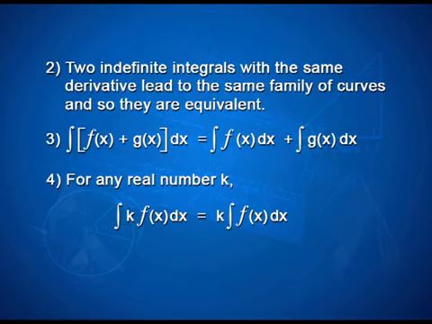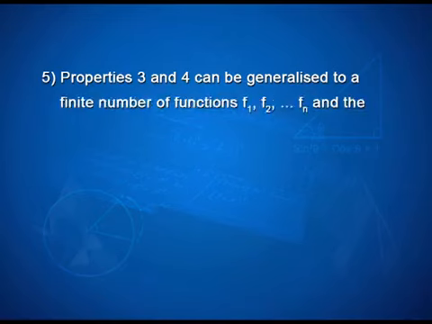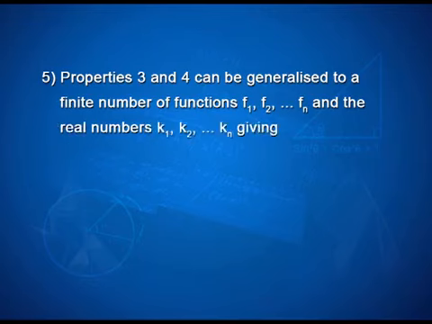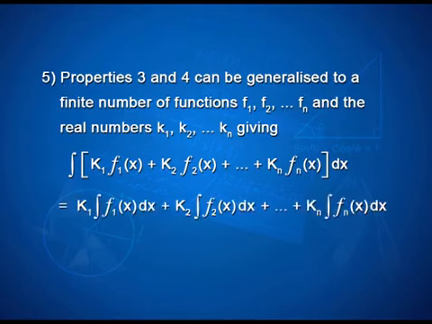Fifth, properties 3 and 4 can be generalized to a finite number of functions f1, f2, ..., fn and real numbers k1, k2, ..., kn, giving ∫[k1·f1(x) + k2·f2(x) + ... + kn·fn(x)] dx = k1·∫f1(x) dx + k2·∫f2(x) dx + ... + kn·∫fn(x) dx.